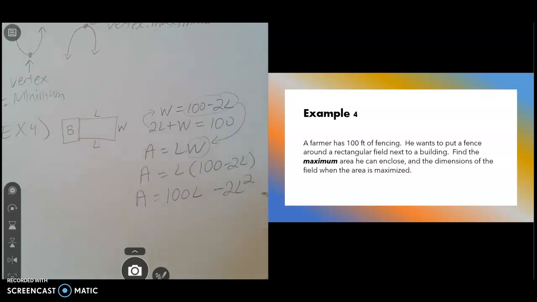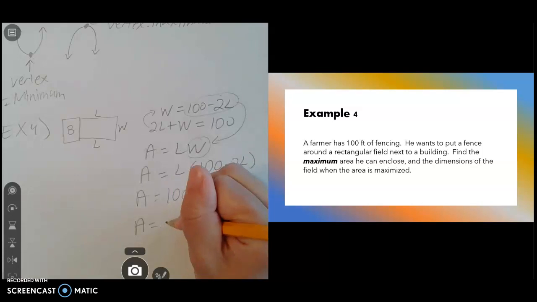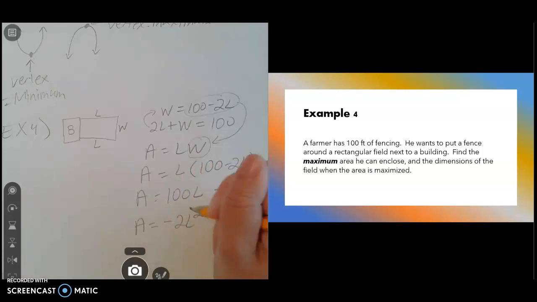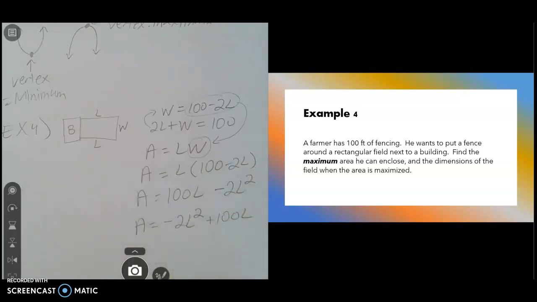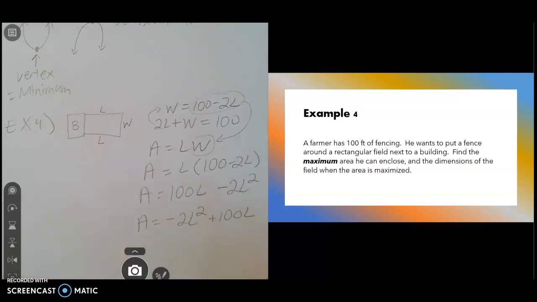And if I want, I could also rearrange that so it's in standard form, since we've been doing everything in standard form. This has the higher exponent, so I'm going to put that first, negative 2L squared. That has the next highest exponent, so plus 100L would go second. Okay, so now I've got one equation that has L's instead of x's and A's instead of y's, okay? That's basically where I'm at.